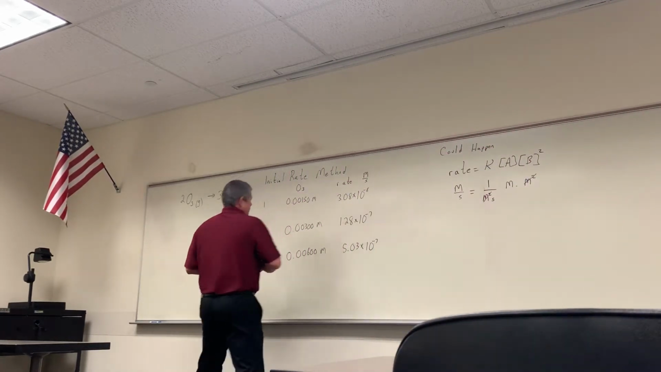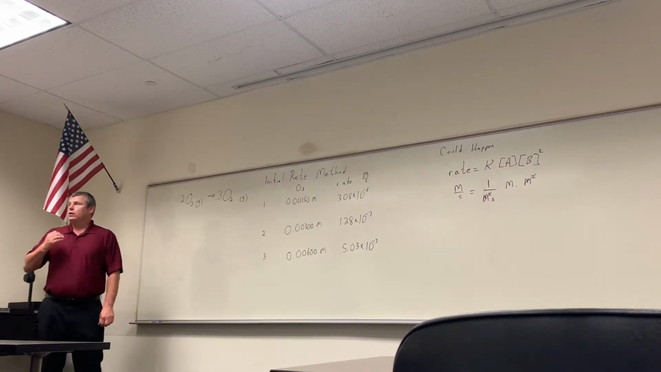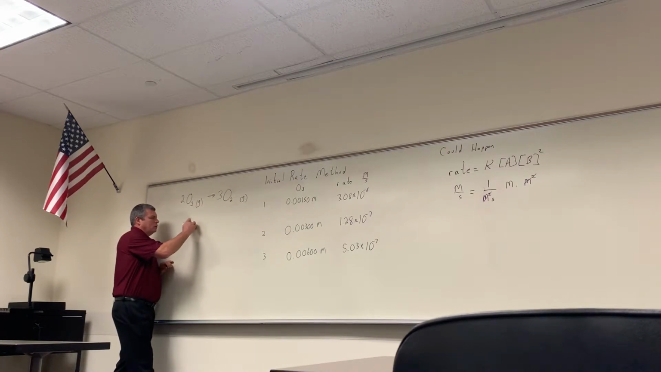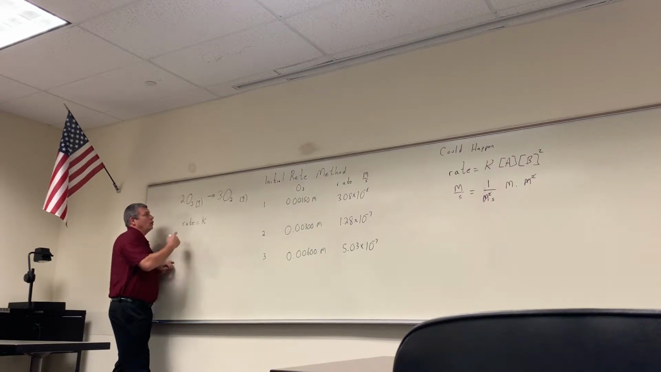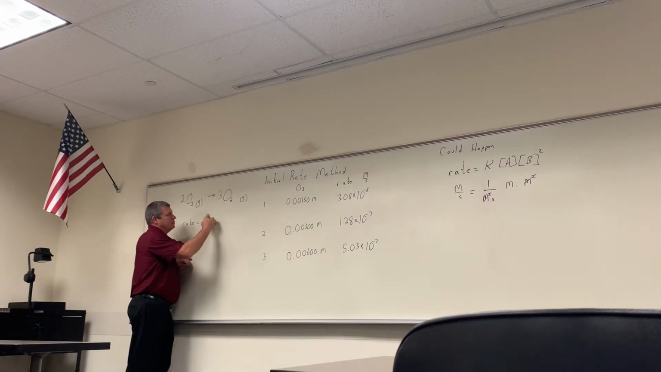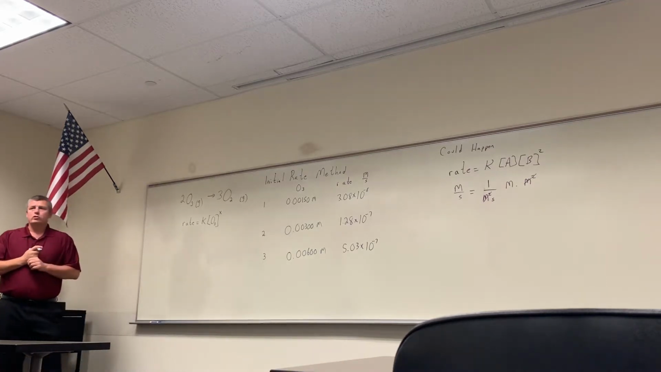Visually, I can look at this. So here's the first thing to do. If I want to write the rate law for this, it has to be in the form of rate equals K. There's only one reactant here, the ozone. So K times the concentration of ozone to some power. I don't know what that power is yet. Does the O2 show up in the rate law?